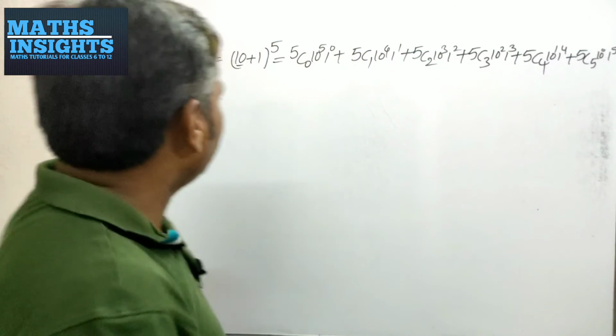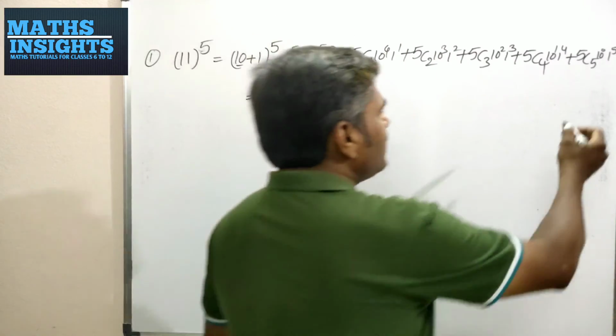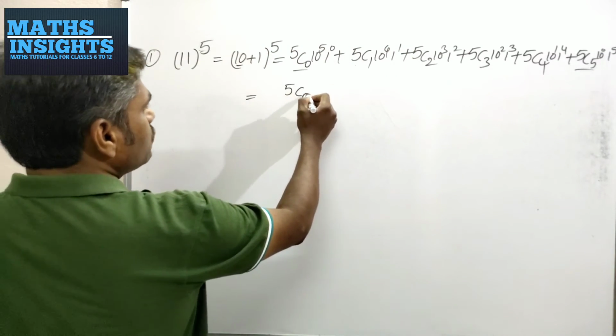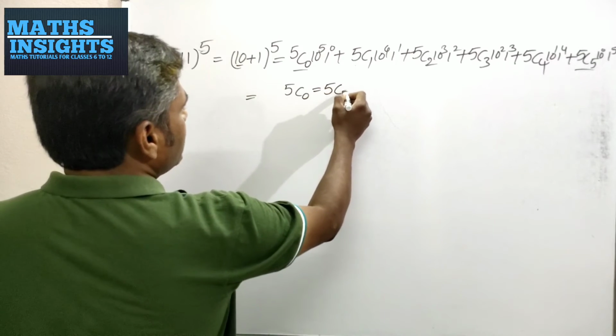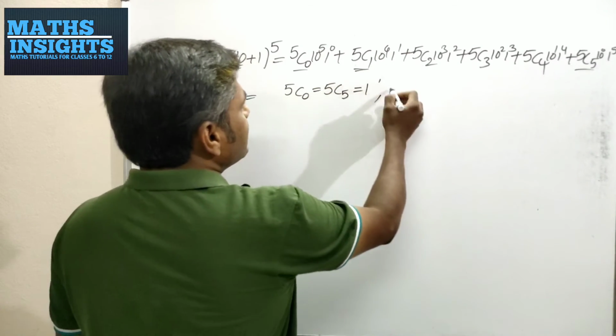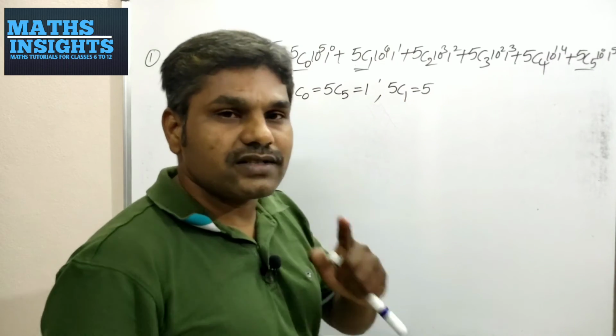Yes, is it? Now, you know the coefficient of the first and last terms is 1. Therefore, the 5C0 value or 5C5 value is 1. And also, this 5C1 value is 5. Why? Because nC1 is n.